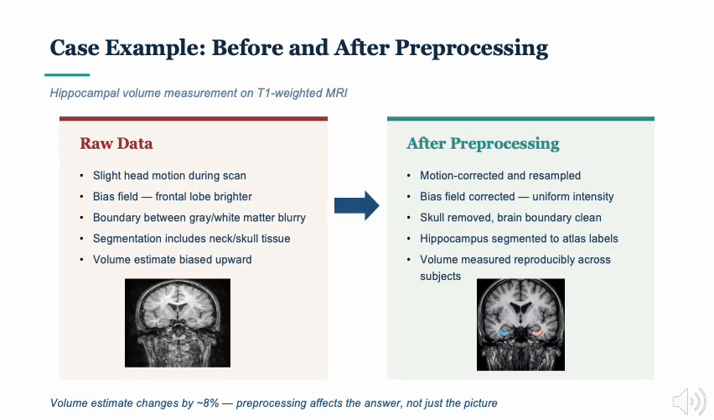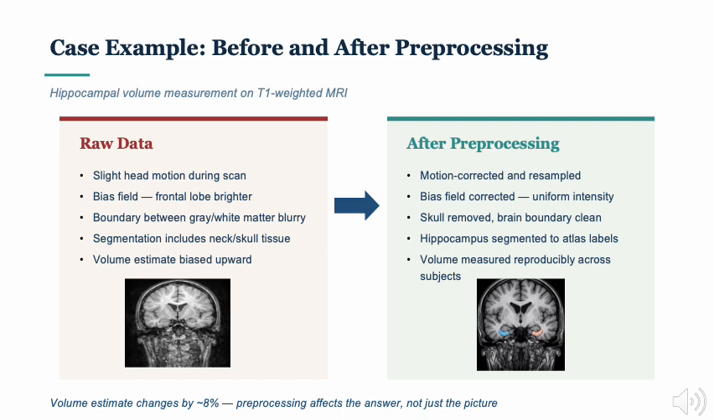Let me make this concrete with a hippocampal volume measurement on a T1-weighted scan. In the raw data, there is slight head motion, a bias field making the frontal lobe brighter, a blurry gray-white boundary, and segmentation that mistakenly includes neck and skull tissue, all of which biases the volume estimate upward.